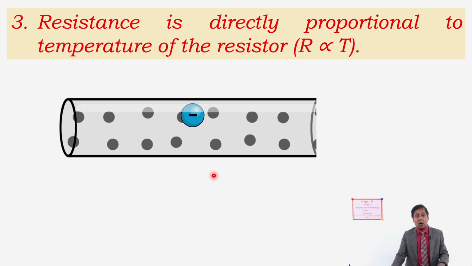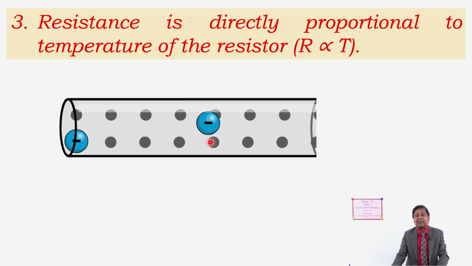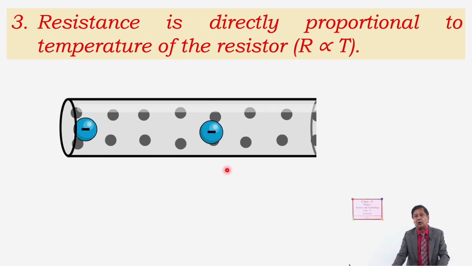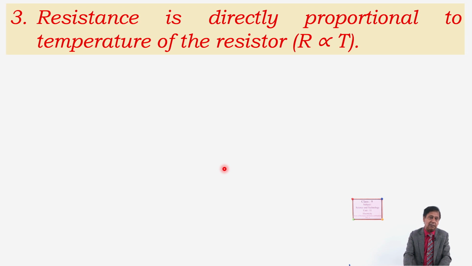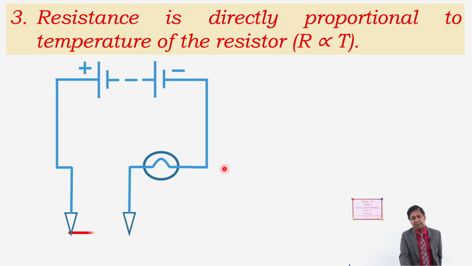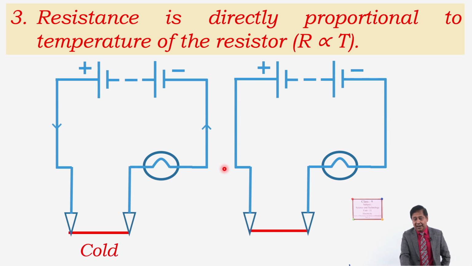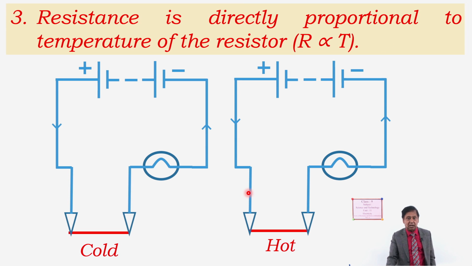That's why the hot wire produces higher resistance than the cold wire. It can be proved experimentally this way also. In the same experiment, if a cold wire is connected and the glow of the bulb is observed, and then the same wire is heated and connected as a hot wire, and the glow of the bulb is observed, what is found? When the cold wire is connected, the glow of the bulb is bright. What does it mean? Its resistance is less.